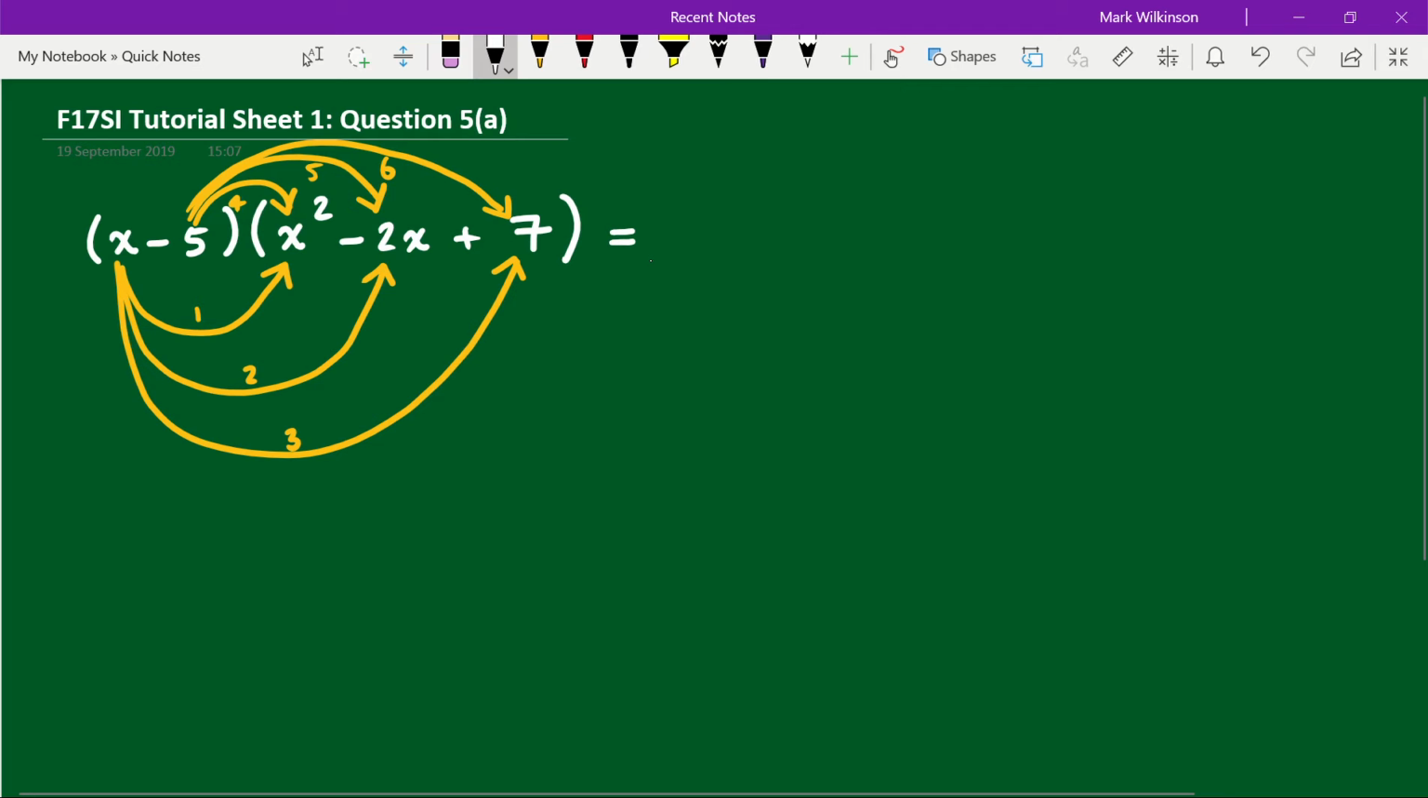Doing the little calculation suggested by arrow 1, it's x times x squared, that is otherwise known as x to the power 3. Arrow 2, x times minus 2x, that will give us negative 2x squared. Arrow 3, x times 7, that's just plus 7x. Arrow 4 is negative 5 times x squared. That would be the same thing as subtracting off 5x squared.